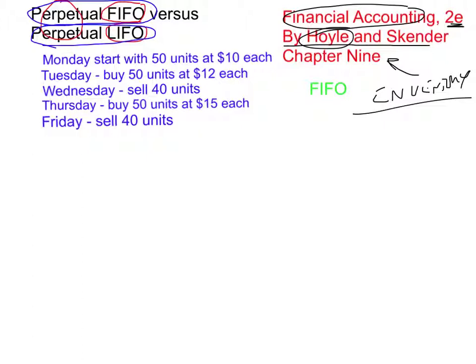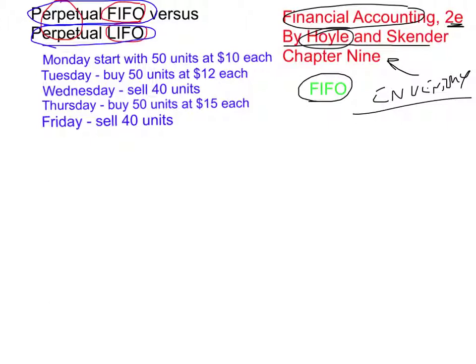Notice that on our first screen here, we're going to operate with FIFO, first in, first out. So it'll be perpetual FIFO. Perpetual, you keep up with the inventory. FIFO, you make the assumption that first in is the first goods out.